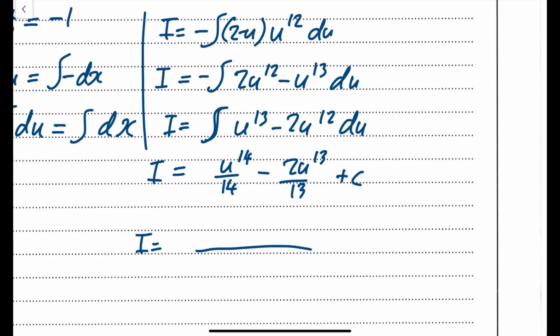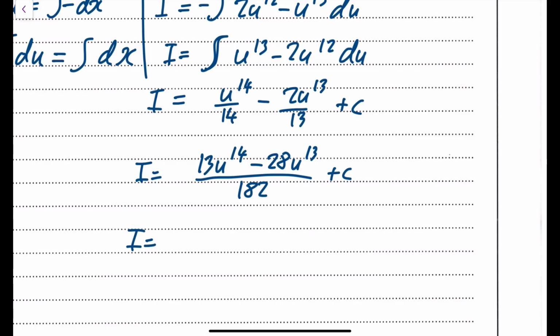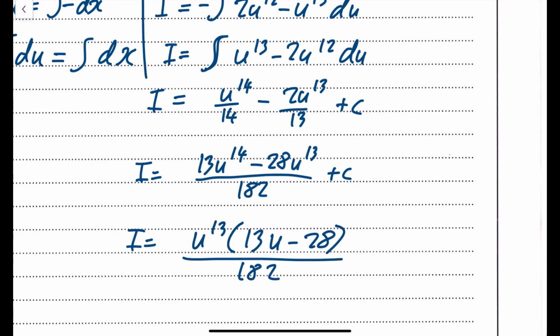13 times 14. So 13 times 14, just check, is 182. So that's 182. So the u to the power of 14 needs to get multiplied by 13, and the 2u to the 13 gets multiplied by 14, so that's minus 28u to the power of 13, and then plus your c. At this stage I'd probably just factorize the top line. I could pull out u to the power of 13, and inside is going to be 13u minus 28, all over 182 still, plus c.